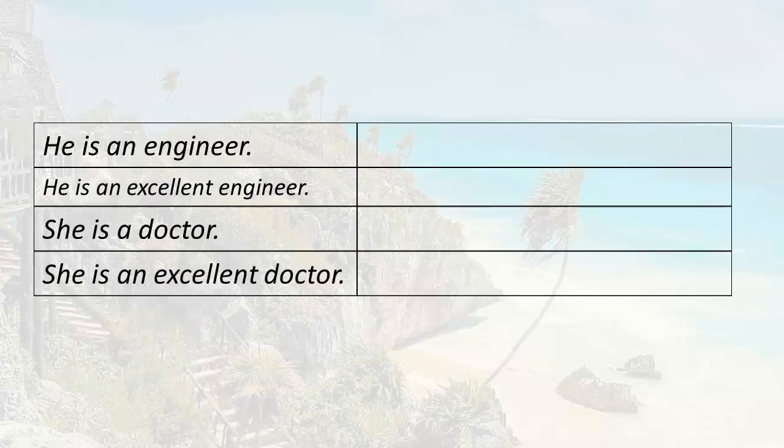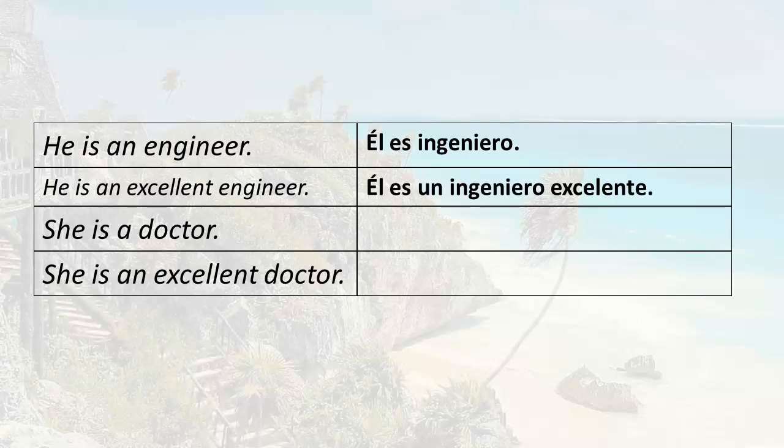In Spanish, if you add an adjective to the profession, then we will say a or an. So let's take a look at the examples. If I want to say he is an engineer, I would just simply say he is engineer. Él es ingeniero. But if I want to say he's an excellent engineer, then we include the indefinite article. So in this case, I would say, él es un ingeniero excelente.